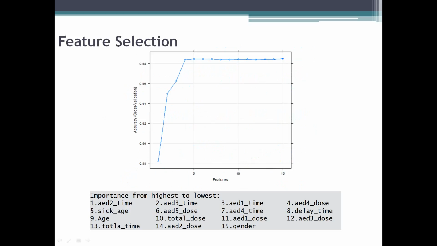Second, I did a feature selection based on the random forest score. You can see from here that when I only choose the top 5 features, you can get more than 98% accuracy. Basically, that means the top 5 features can perfectly classify the DRE and non-DRE patients. These are the importance of the features from highest to lowest.